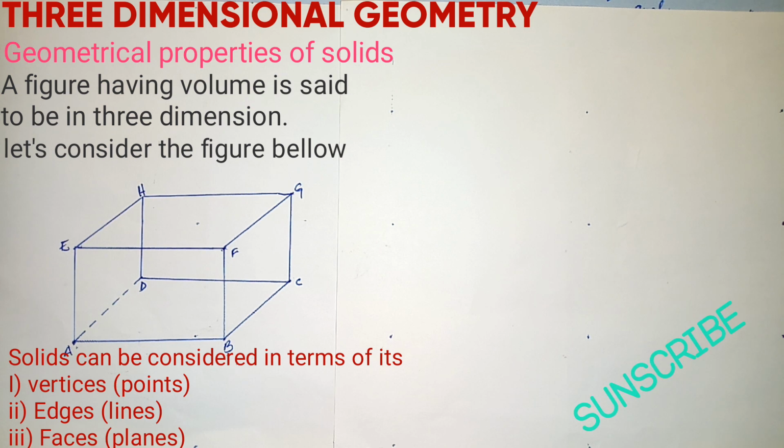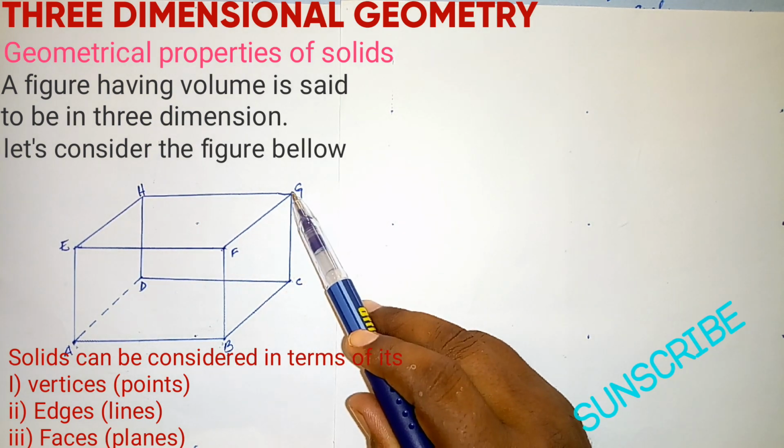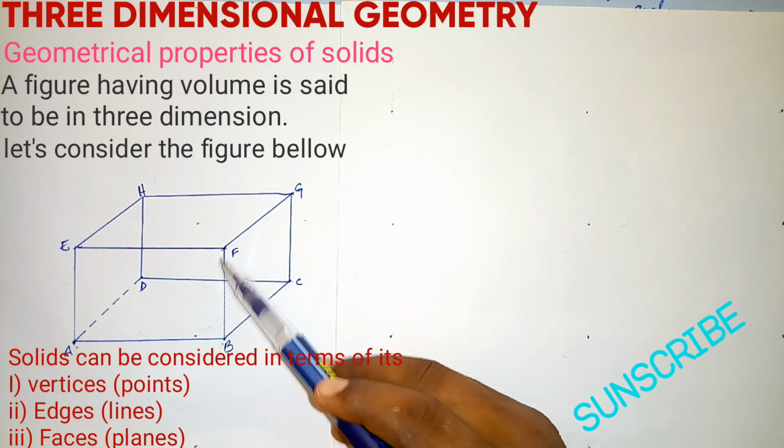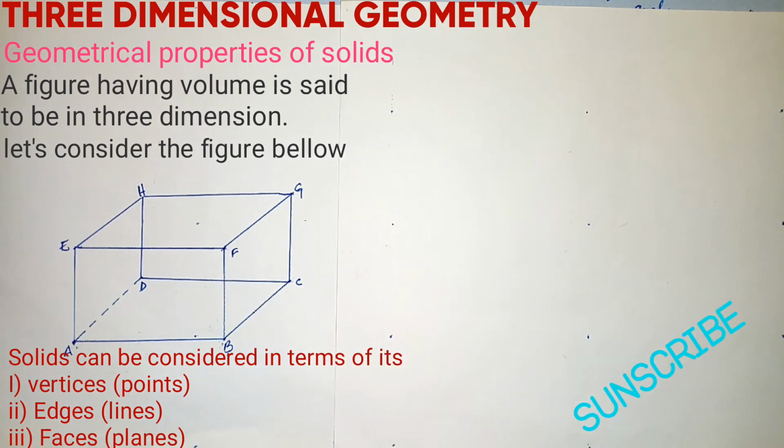Or edges. What is edges? Edges are the lines. For example, we have AB is called an edge, BC is an edge, CG is an edge, BF is an edge. So an edge is a line.